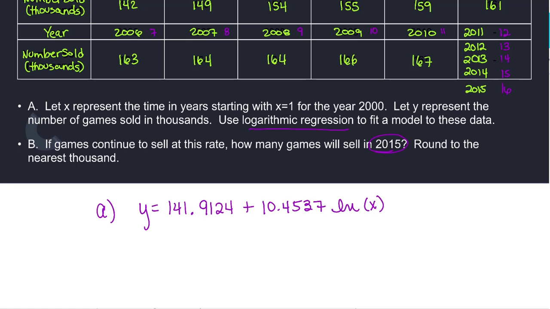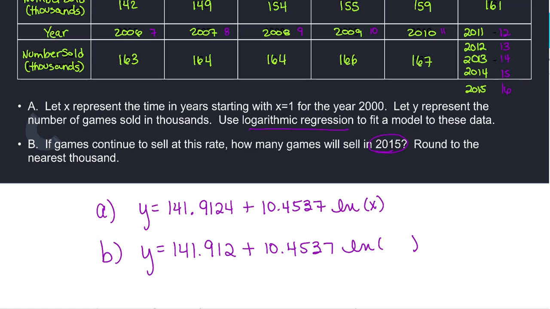So now let's look for part B. If games continue to sell at this rate, how many games will sell in 2015? Round to the nearest thousandths. So 2015, if 2010 is 11, then 2015 is 16. All right, so that means that I am going to rewrite this equation. 141 point, I'm just going to do the 912 like we had on Desmos, because this is where I'm going to do the calculation. And where we have x, we're going to substitute in 16.